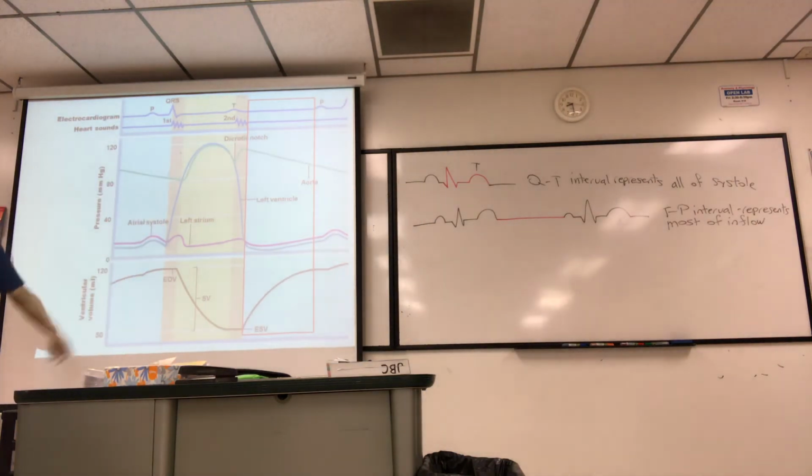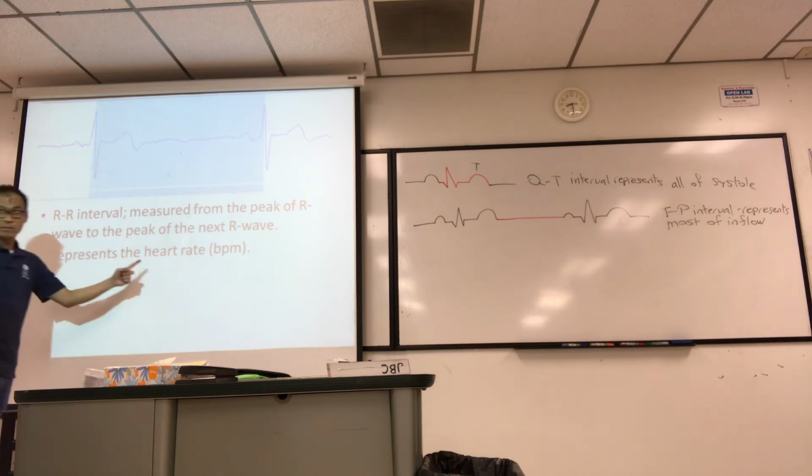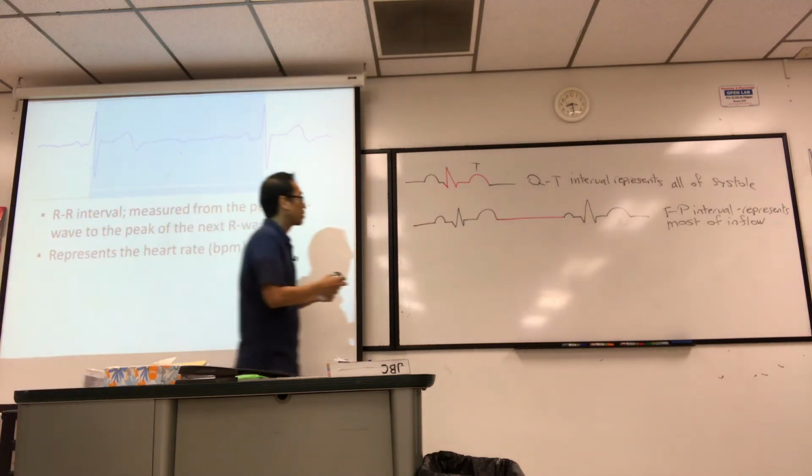So I kind of boxed it there. You can kind of see it's like, yeah, most of inflow. Not all of it, but most of it. So it's a good approximation of what's going on there. Other things we have you measure, R to R. That's like heart rate. You choose R because it's the sharpest spike, it's easy to see, and you just go from one to the next. And that time should be about 0.8 seconds, depending on what the heart rate is. It represents the heart rate, the time between the two.